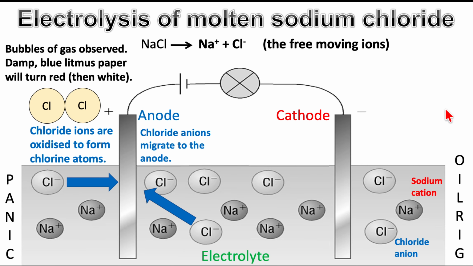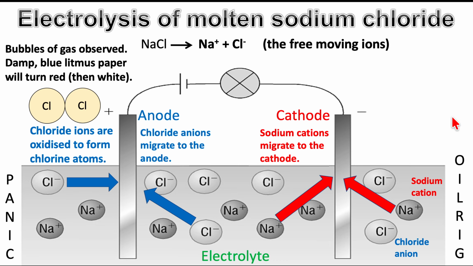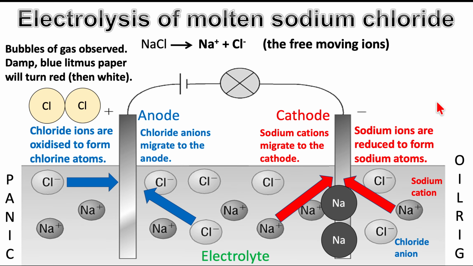At the cathode, the sodium cations migrate to the cathode, again, because they are attracted to the negative charge. When they arrive, those sodium ions are reduced this time because they need to gain electrons to form sodium atoms. And my observation would be solid metal observed on the cathode.